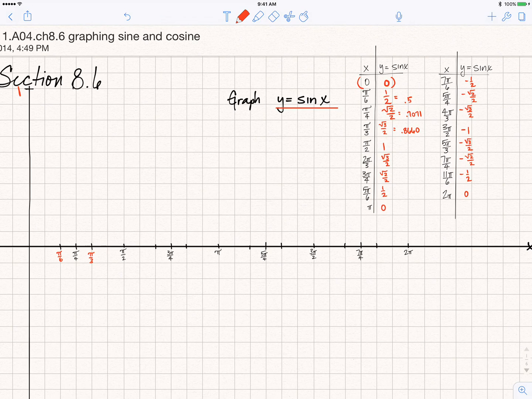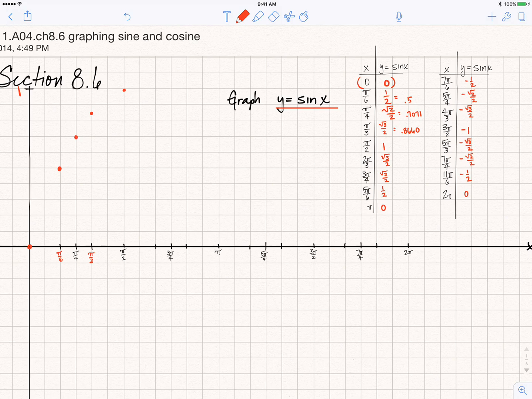Our very first coordinate that we're graphing is 0, 0, so of course that's on the origin. At pi over 6, we're going to graph a half. Well, since 1 is 10 blocks, a half is going to be up 5 blocks. Pi over 4 is going to be graphed at 0.7, so I'm going to go up 7 blocks for that. Pi over 3 is up about 8.5 blocks. And then pi over 2 is all the way up 10 blocks, all the way up at 1.